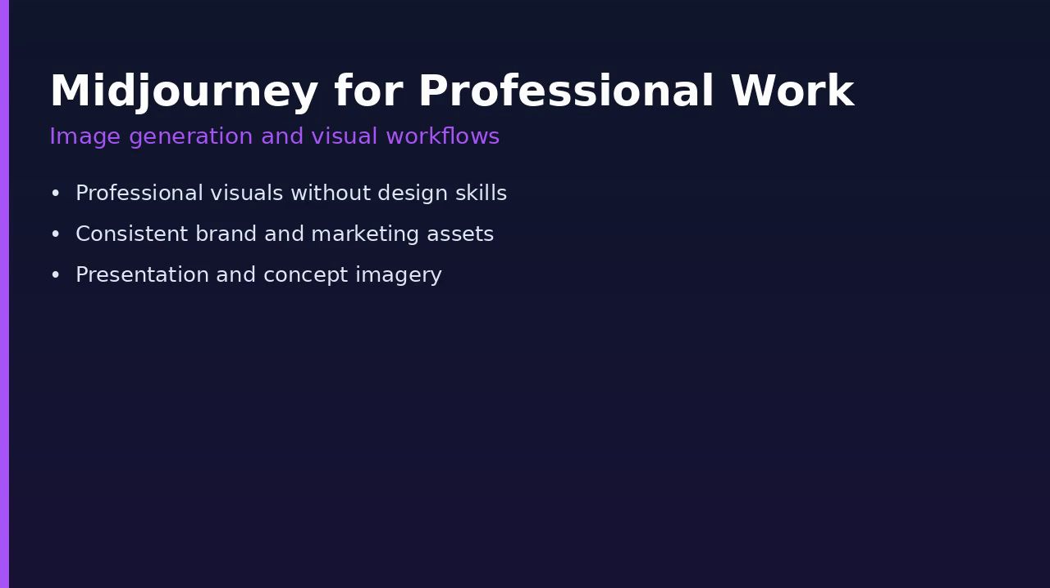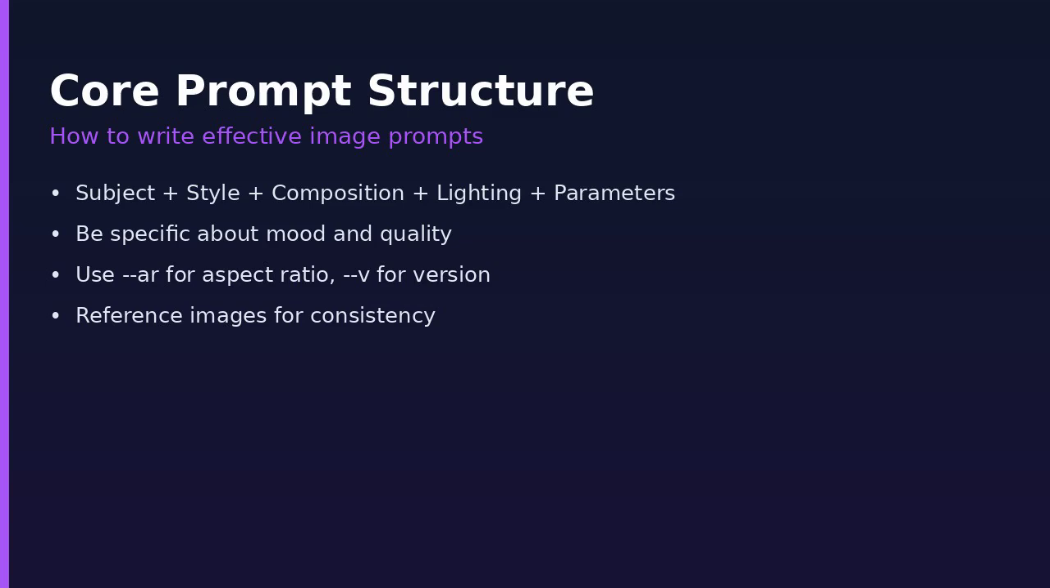A strong image prompt usually contains 5 elements: the main subject, the style or aesthetic, the composition, the lighting and atmosphere, and technical parameters such as aspect ratio and version. Being specific about mood, quality level, and desired output format significantly improves results.